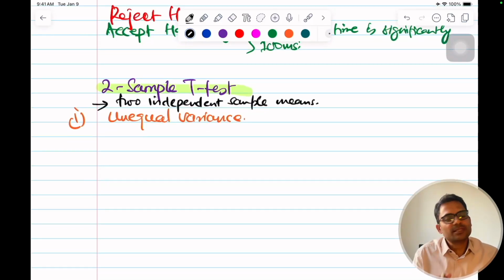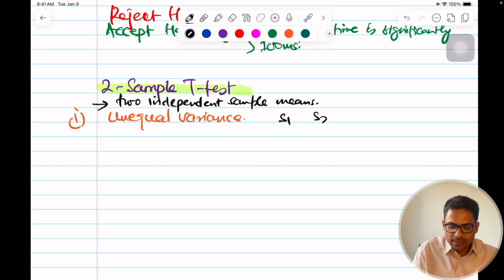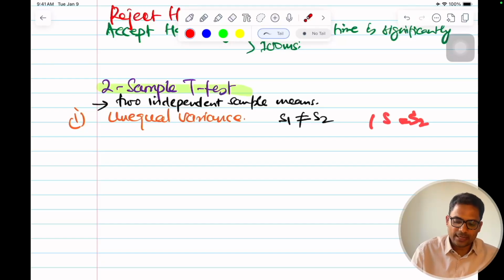But the variance of them is unequal. So each sample will have their own sample variance. So S1 and S2, they are not equal. That's there, and there are two chances, right? They can be equal also. So we'll see that next.